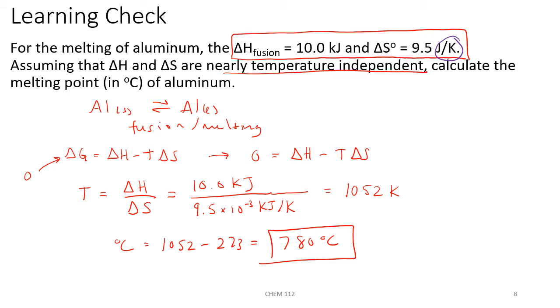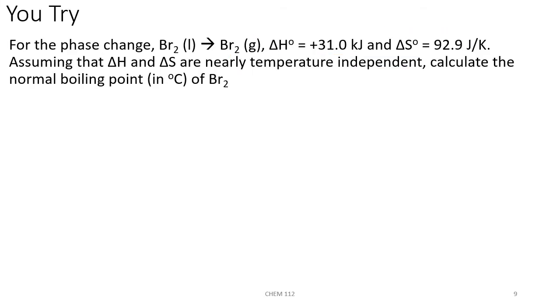point of aluminum. For the phase change, bromine liquid to bromine gas has an enthalpy of 31 kilojoules and an entropy of 92.9 joules per Kelvin. Assuming that the enthalpy and entropy are nearly temperature independent, calculate the normal boiling point in degrees Celsius of bromine.